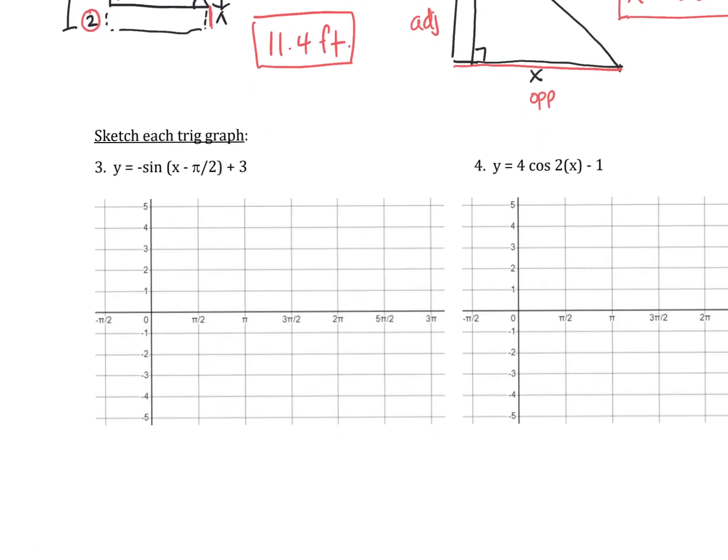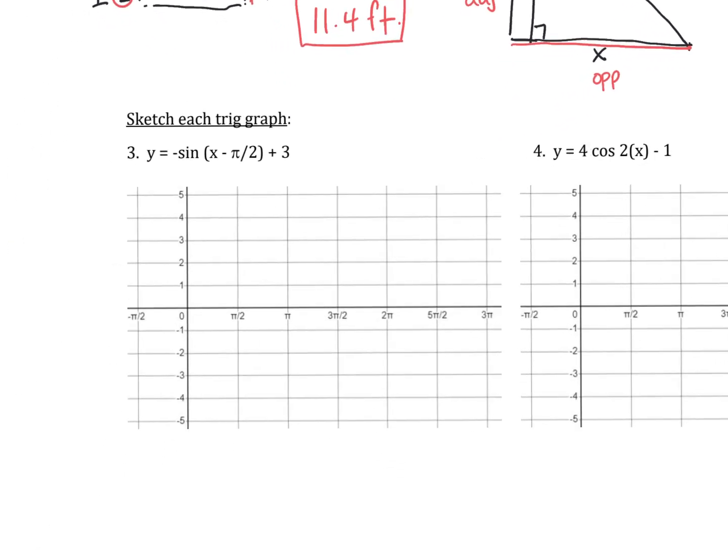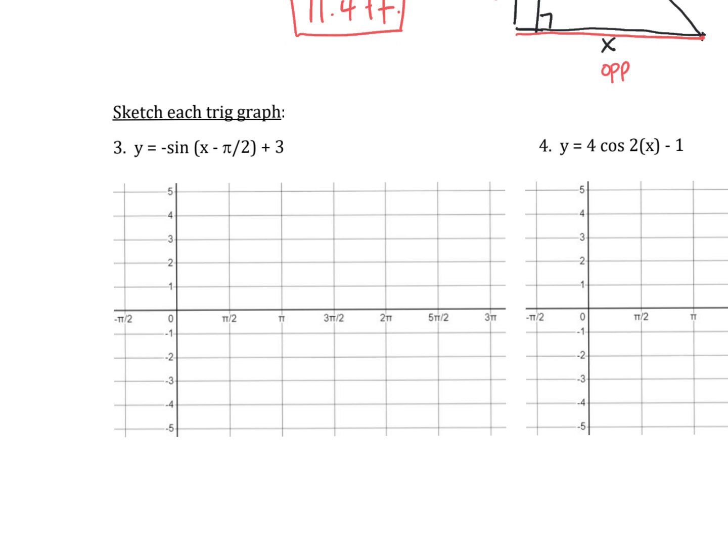All right, then we are going all the way to target D and practicing some of the graphing that we've been working on. So we're going to take this plus 3, and we're going to shift our graph 3 units up. So this is where our new midline is. Then we are going to pay attention to the fact that this is a reflection. So we're taking sine and reflecting that.